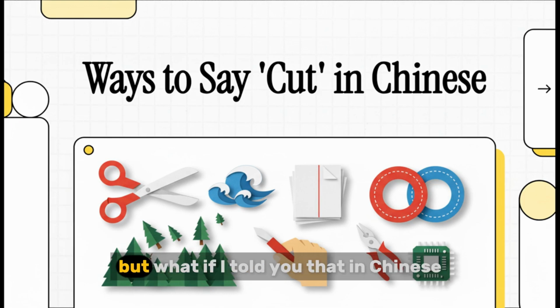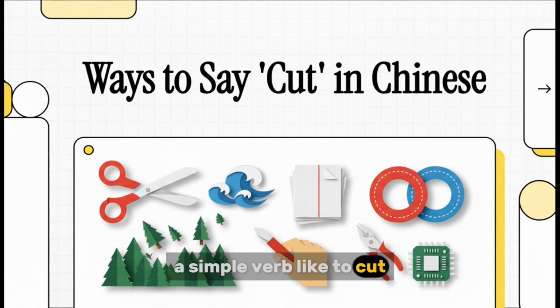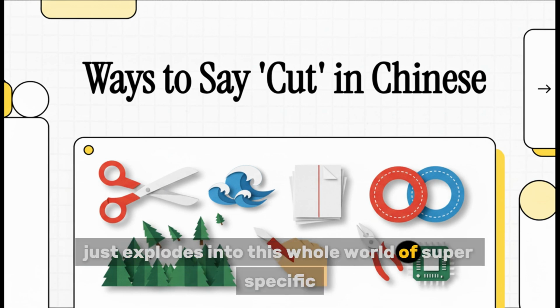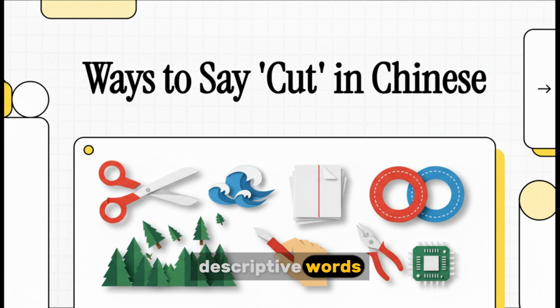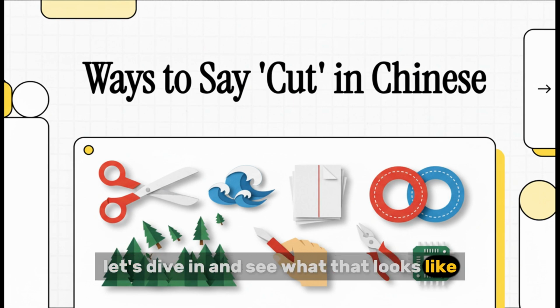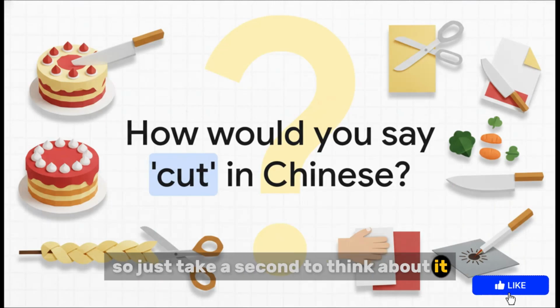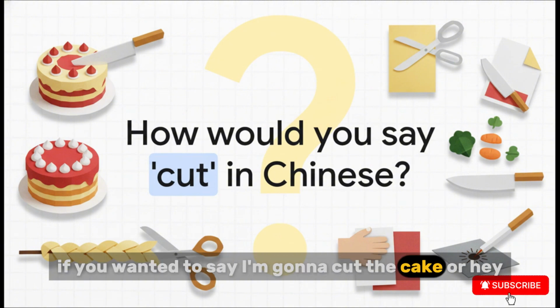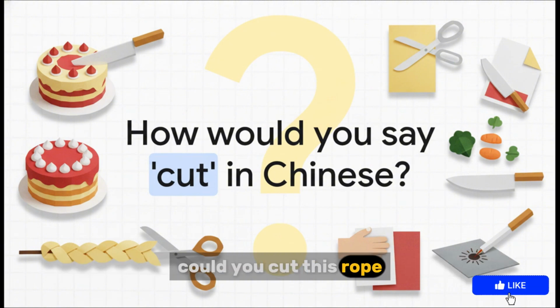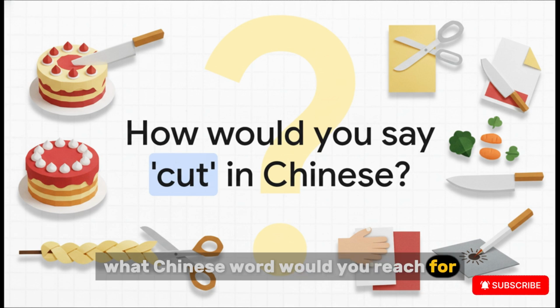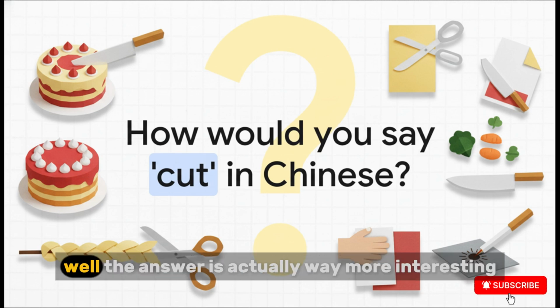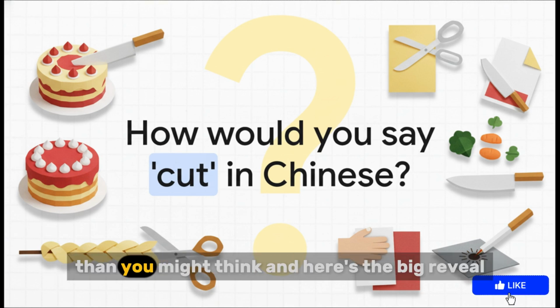When we're learning a new language, it's pretty common to think there's a simple one-to-one translation for everyday words. But what if I told you that in Chinese, a simple verb like to cut just explodes into this whole world of super specific descriptive words? Let's dive in and see what that looks like. So just take a second to think about it. If you wanted to say, I'm going to cut the cake, or, hey, could you cut this rope? What Chinese word would you reach for? It sounds simple, right? Well, the answer is actually way more interesting than you might think.